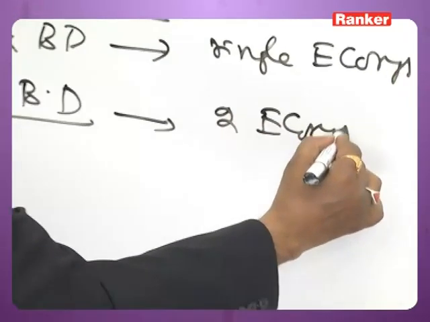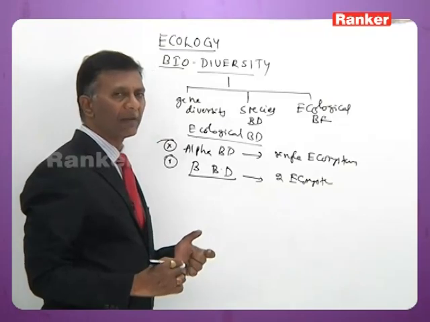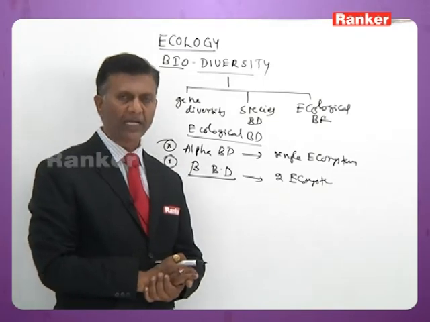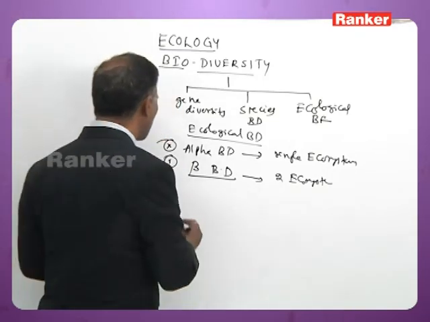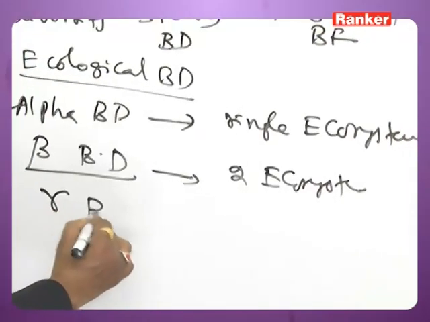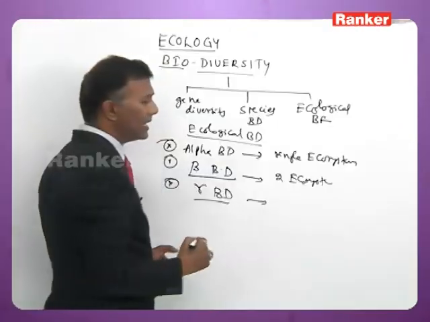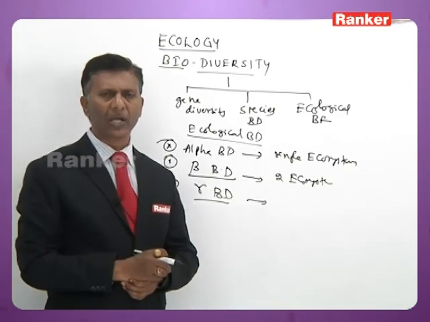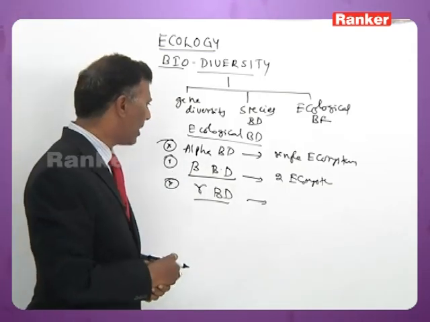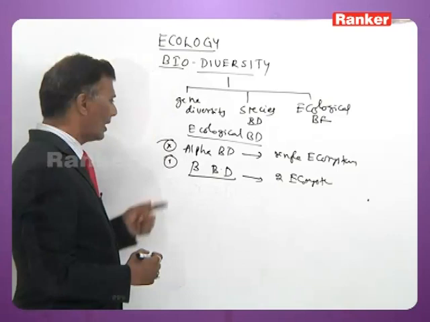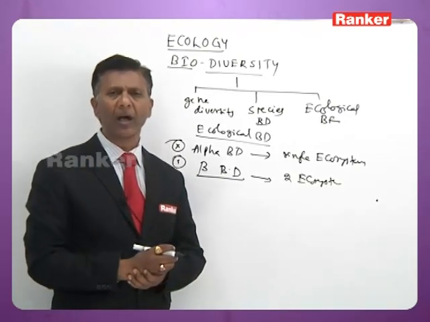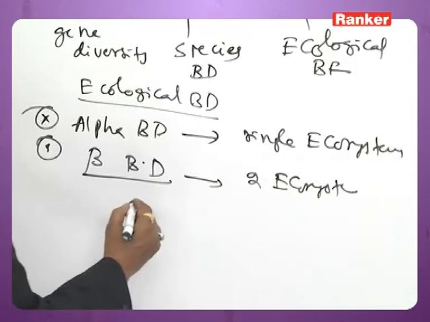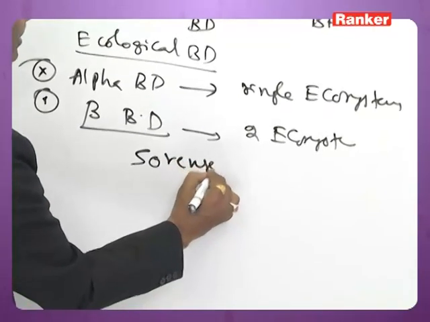The next is beta biodiversity. It is the diversity of two ecosystems. If you take species richness and species evenness, or biodiversity of the species in two ecosystems which are nearby or side by side, that is called beta biodiversity. The next is gamma biodiversity. Gamma biodiversity is the diversity of the species in several ecosystems existing over a large geographical area. Now beta diversity, the diversity of the species in two ecosystems which are side by side, is measured by Sorensen's concept.